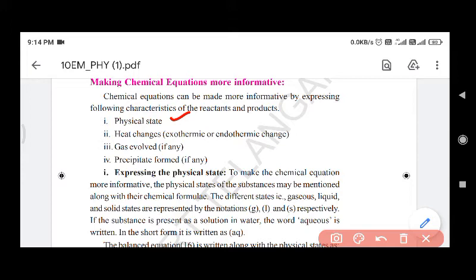Sometimes during the chemical reaction gases also evolve. So by looking at the chemical equation we come to know that a particular substance is evolved in the form of a gas. And sometimes during the chemical reaction some substances form as a precipitate, meaning they do not dissolve in the solution, they settle at the bottom of the test tube, so we call it a precipitate. If any substance formed as a precipitate, we have to use the symbol and represent it while writing the chemical equation.